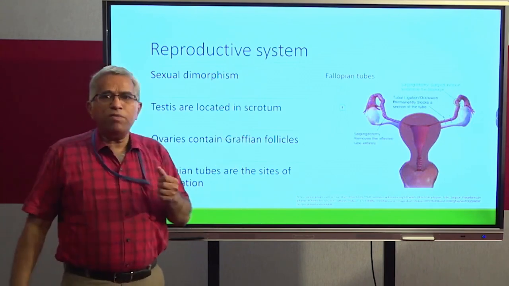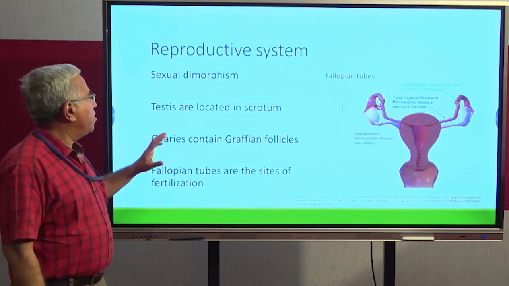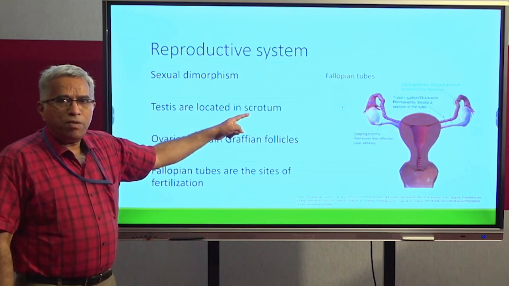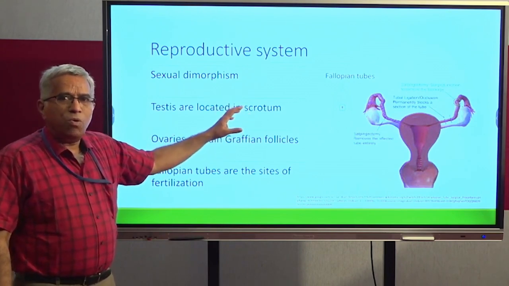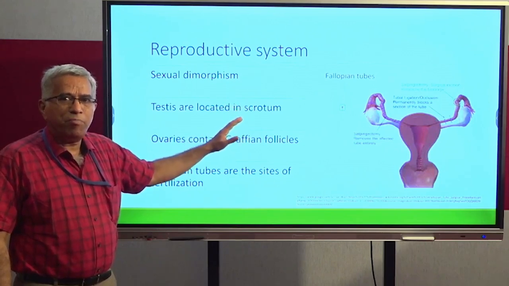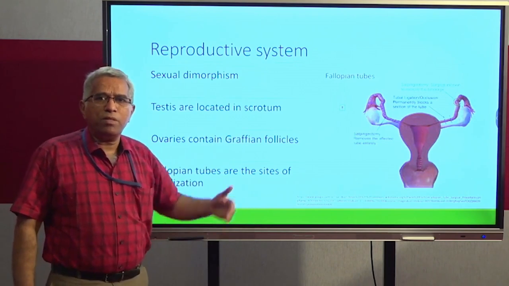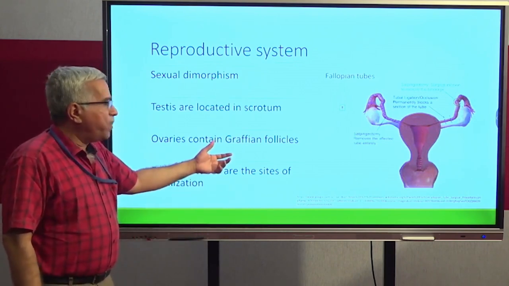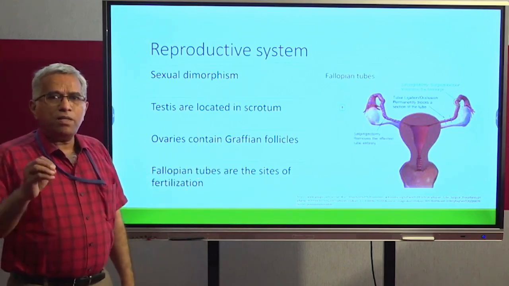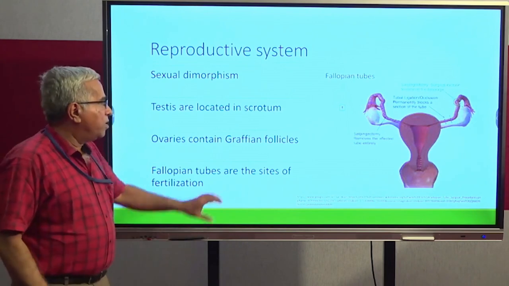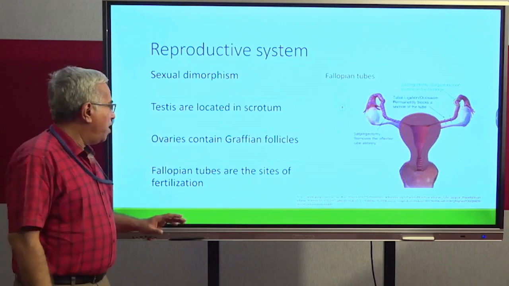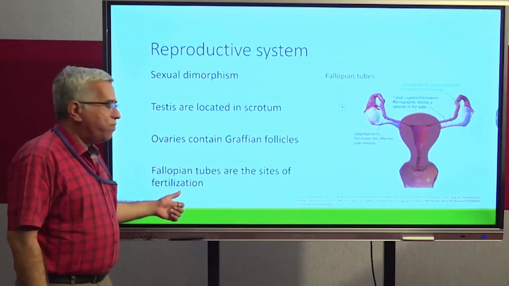And coming to certain specific features of the reproductive system, you have to remember certain points here. Testes are located in the scrotum. What is the function of scrotum? Scrotum acts as a thermos flask, and it is responsible for the maintenance of the temperature that is conducive for the process of spermatogenesis. And coming to the ovary, mammalian ovaries contain Graafian follicles. It is an exclusive property of female mammals. So Graafian follicles are found only in ovaries of female mammals. And the fallopian tubes are the sites of fertilization.